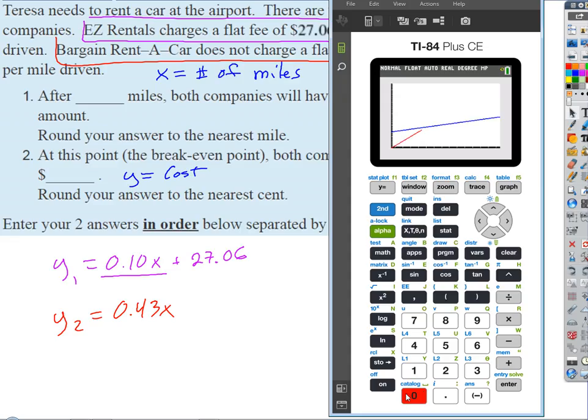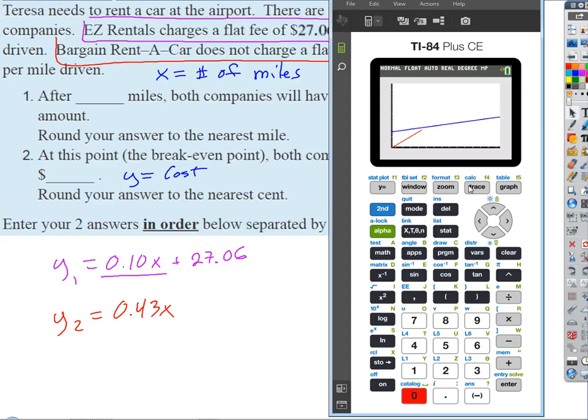And part of the issue that people have when they use graphing technology to try to solve a system like this by graphing is just getting good at playing around with the window so you can see the intersection of the two lines. It just takes a little practice.